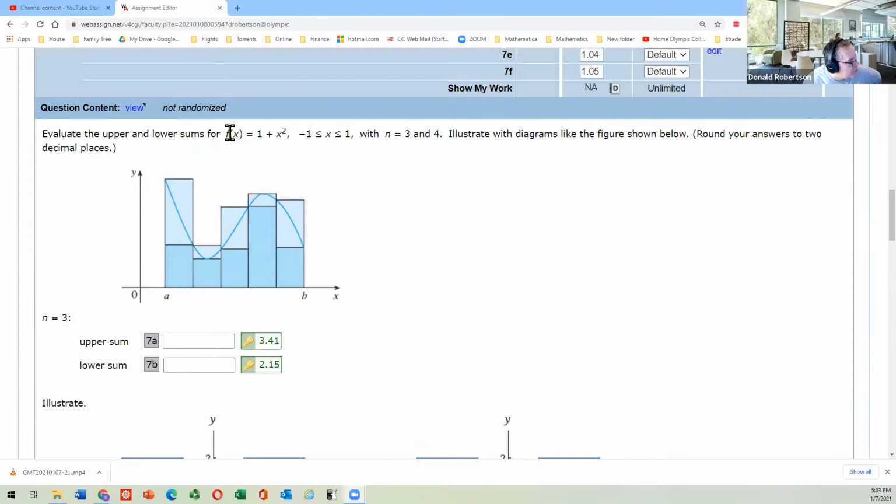So essentially you've got a function called 1 plus x squared. It's evaluated from -1 to 1. And you're going to do it with 3 strips and then later on with 4. And then you're going to illustrate the diagram with a figure that looks like this. Right? So for n equals 3, you're going to do an upper sum and a lower sum. Okay, so that's the gist of that question.